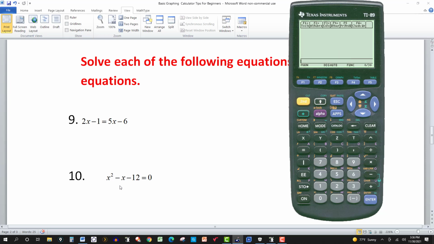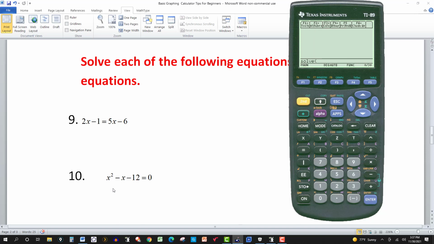Okay, the next one is a quadratic. Now these types of equations will have at most two solutions. They could be real solutions. They could be imaginary solutions. So let's go ahead again and use the same command here. Number 1, so hit enter.